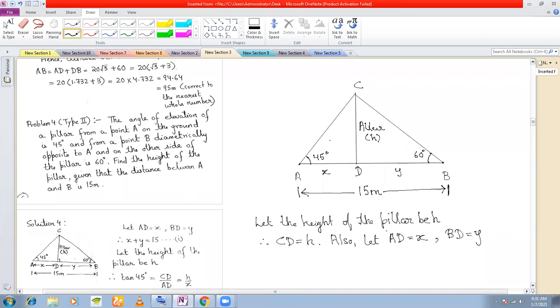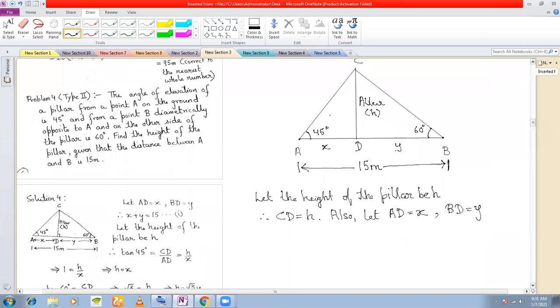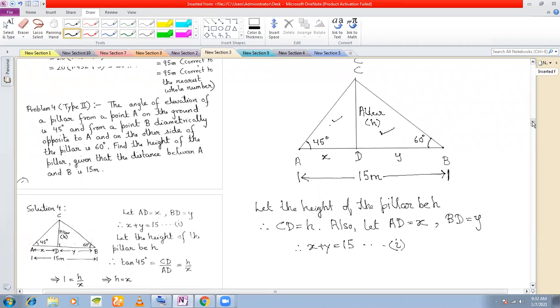Now, if we have taken AD to be x and BD to be y, what is the first equation that we get? We know that AB is 15 meters. So x plus y must be equal to 15. This is the first equation, call it equation number 1. The next equation will come with the help of these two triangles. Let us consider triangle BCD first.